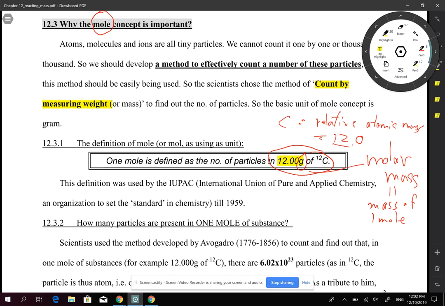So it is easy to find the molar mass of an atom. The relative atomic mass of carbon is 12.0. What is its molar mass? 12.0 gram. The relative atomic mass of chlorine is 35.5. What is the molar mass of chlorine? 35.5 gram. The relative atomic mass of potassium is 39.0. What is the molar mass of potassium? 39.0 gram. Actually, in the Form 6 syllabus, if you don't write down the 1 decimal place, it's okay.